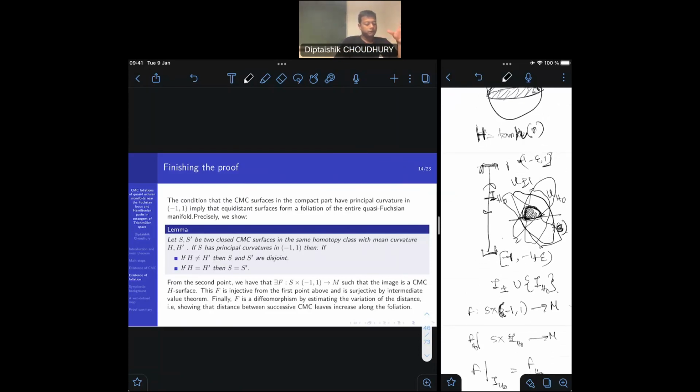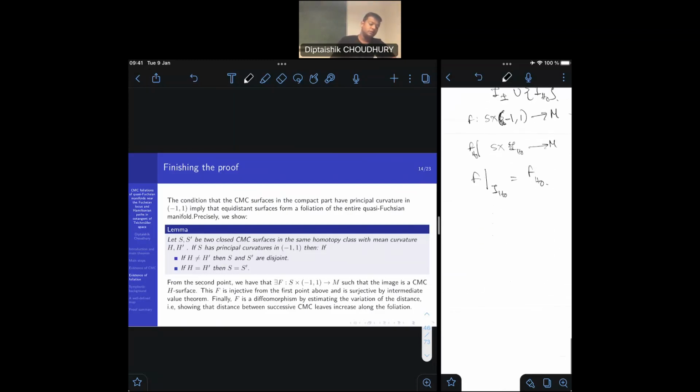And if you get all of this, then you show that this F is a diffeomorphism between S times minus 1 to 1 and M, such that at each level the image is a CMC surface, and this concludes the proof. Note that in this work we have not really assumed that our manifold is almost Fuchsian, although it answers the question in some sense. And in the foliation that we construct, this H equal to 0 would again be this unique minimal surface with values of the principal curvatures in minus 1 to 1 contained in the quasi-Fuchsian manifold close to the Fuchsian locus.